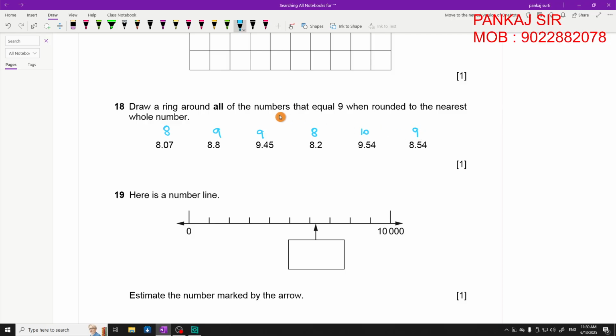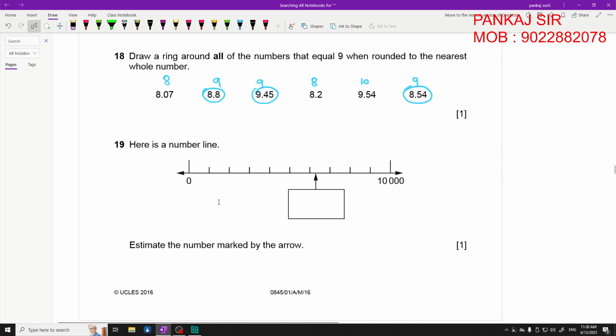Okay. So you have to circle the numbers which equal 9 after rounding. So this is one which I am going to circle. This is one which I am going to circle. And this is the third one I am going to circle. So these are the three numbers which, after rounding to the nearest whole number, give the answer 9. Okay. So that was the answer.